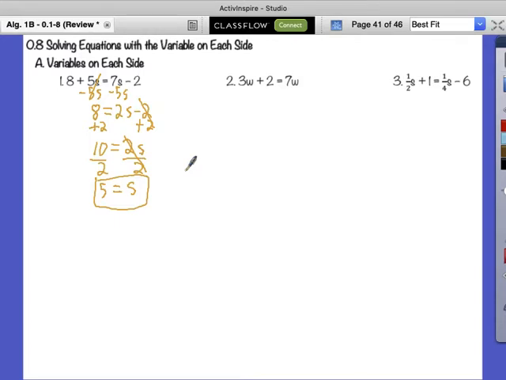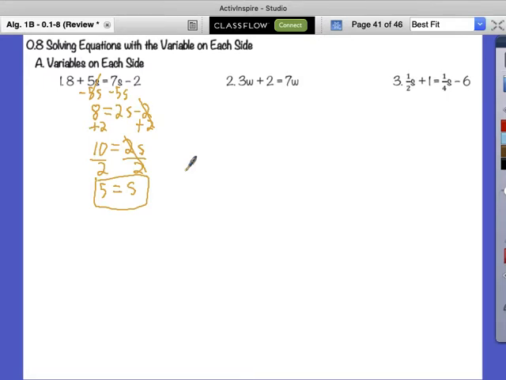So 7W minus 3W is... that'd be 4W, right? 4W. What's happening with 4 and W? What's happening when they're right next to each other? It's multiplication.